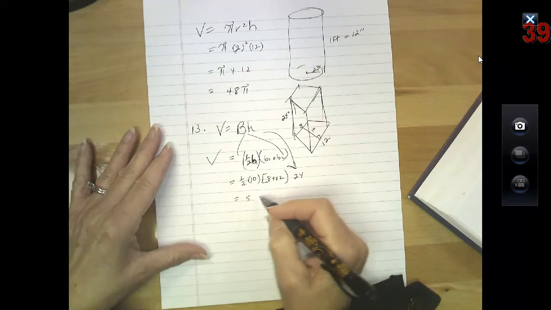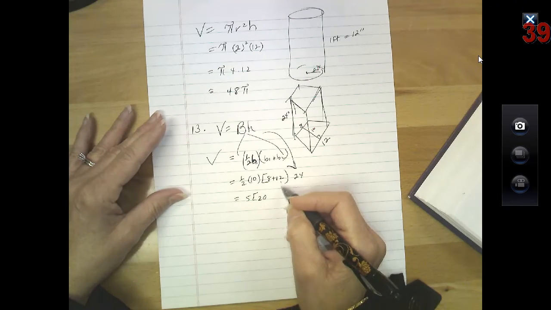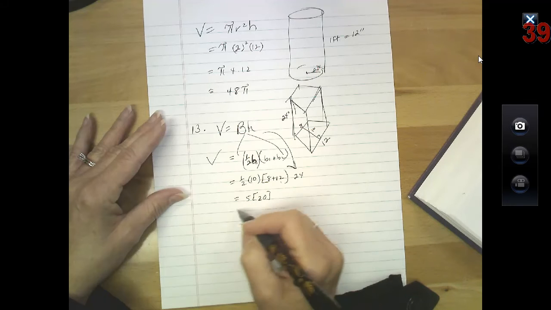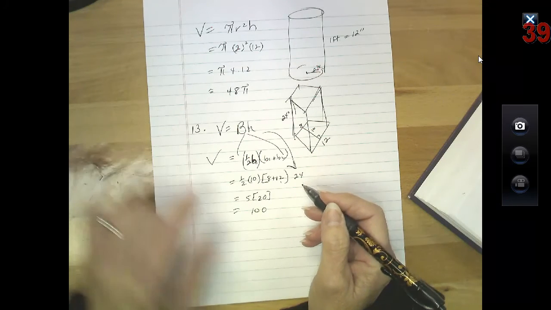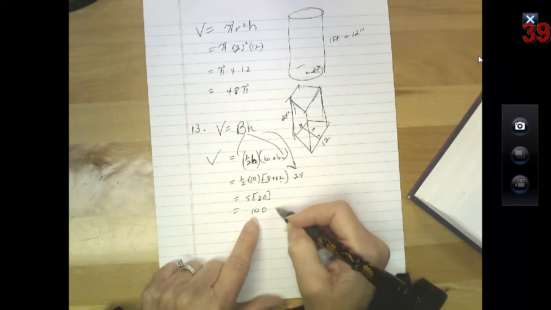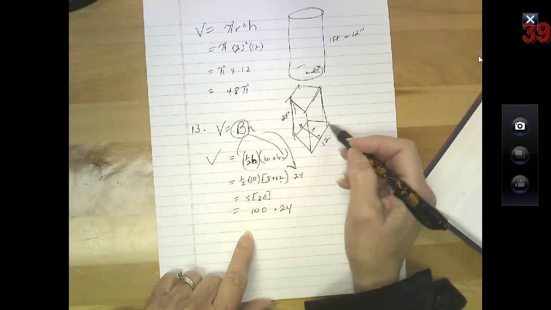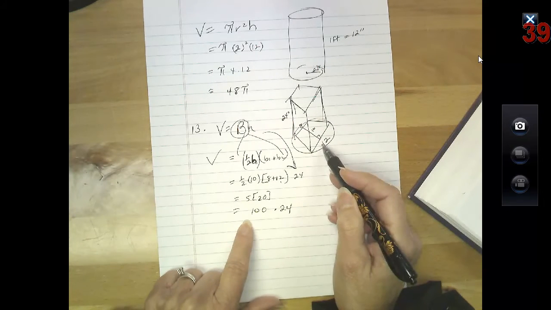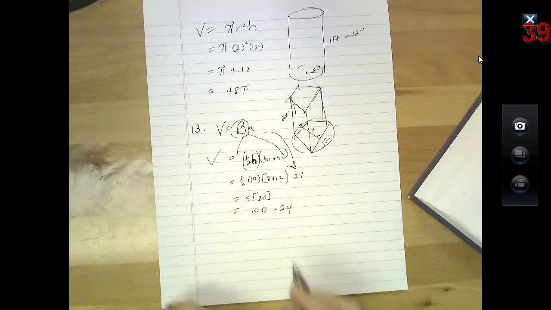So half of 10 is 5. Is that 20? Okay, so that's like 100, I think. And then times 24. So this is the base right here, which is your trapezoid. Get the area of the base and then times the height. Whatever units cubed.